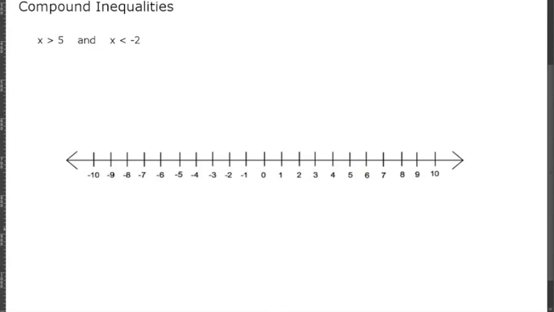Next problem, we have and again, so we're going to shade in where the numbers intersect or overlap. Looking at our first side, x is greater than 5, we circle the 5 and shade in everything to the right. The second inequality says that x is less than -2. So we circle the -2 and shade in everything to the left. Now remember, this is and, so we have to shade in where they overlap, and there is no overlap. So there is no solution to this problem.